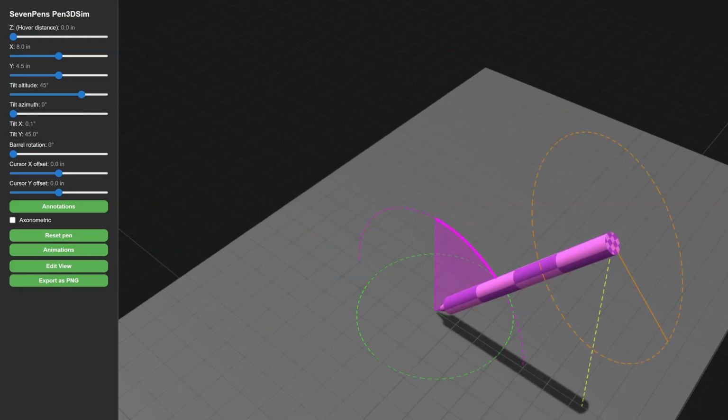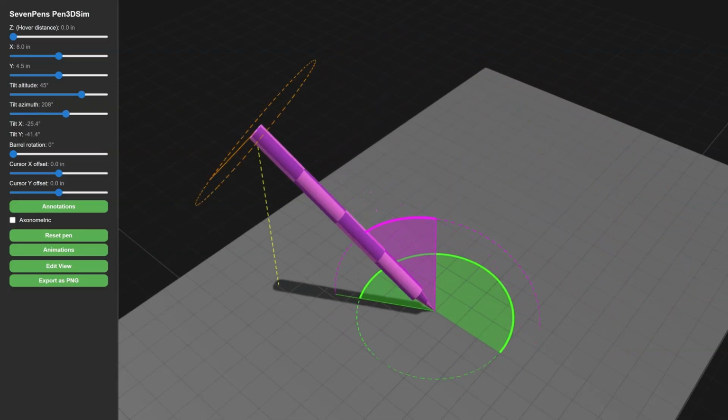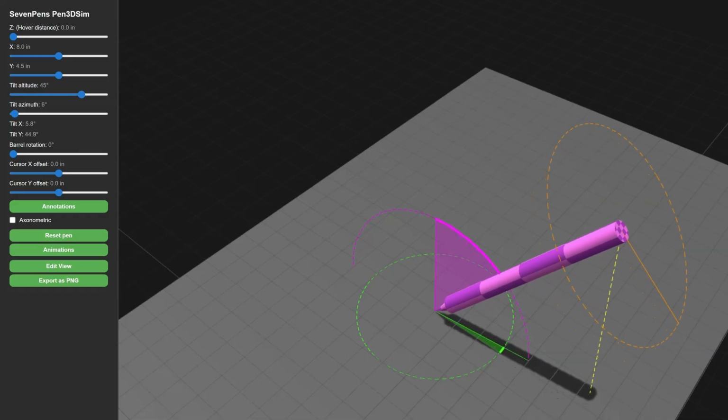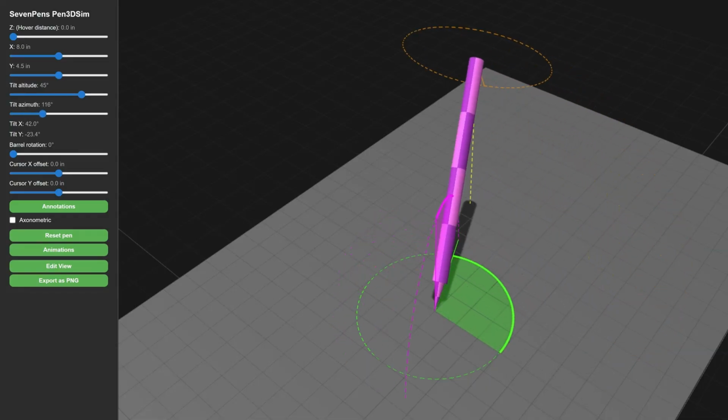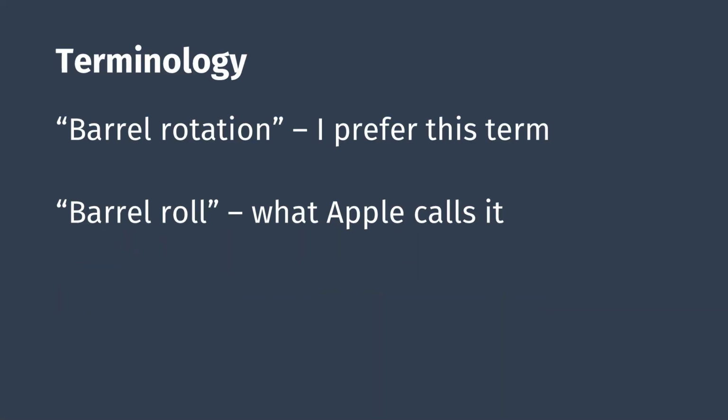The green dotted circle has a pie slice that shows you the tilt azimuth angle. The pen shadow also adds a very clear visual clue, because the shadow in this simulation always matches the azimuth angle. The more mathematical way of describing barrel rotation is that the pen is rotating around its long axis. And this is another case where it's easier to just see the barrel rotation rather than trying to understand this definition. And one more thing, I think barrel rotation is the right term for this.